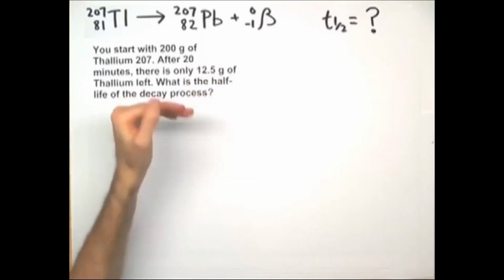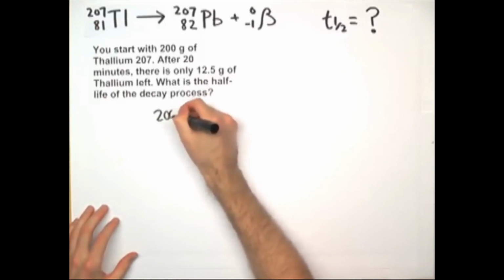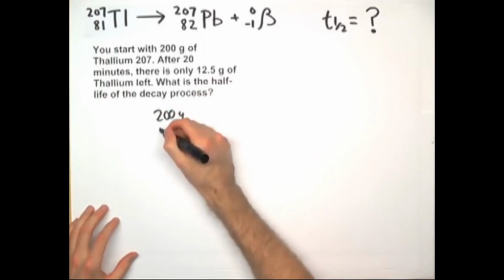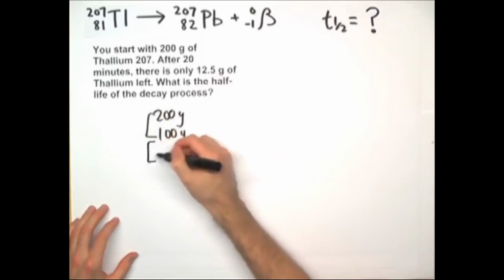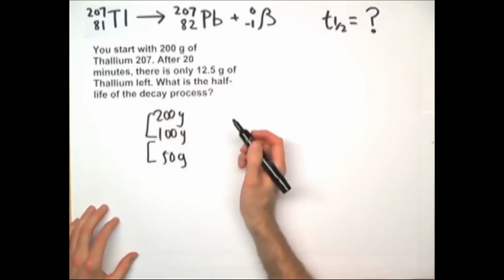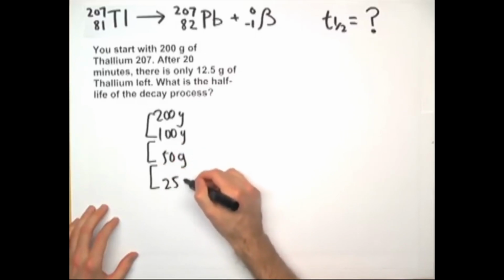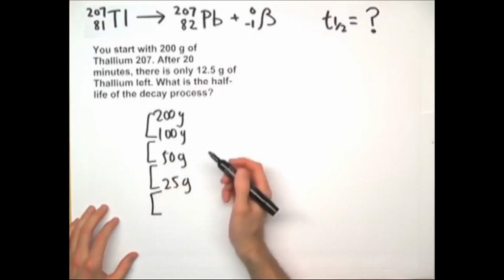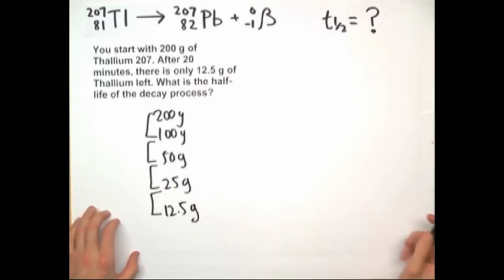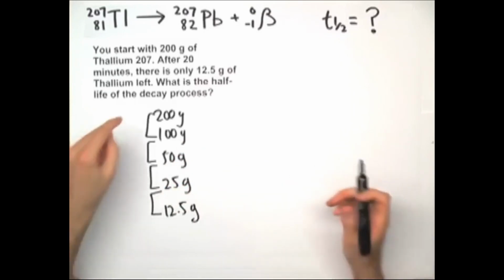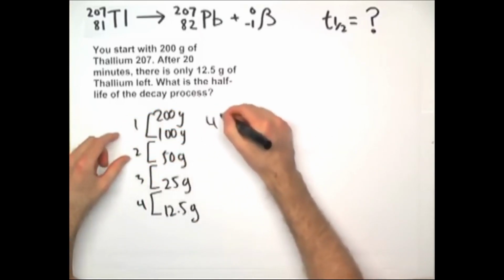As usual, let's make a chart that shows how much this is decaying. So we start with 200 grams. One half-life is going to knock us down to 100 grams. Now another half-life will take us down to 50 grams. Then we'll get down to 25 grams. And finally, a fourth half-life will take it down to 12.5 grams. So we have 1, 2, 3, 4 half-lives.